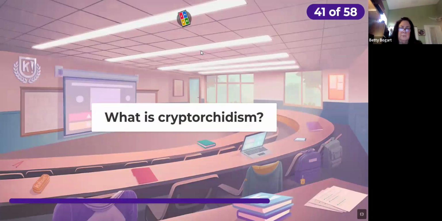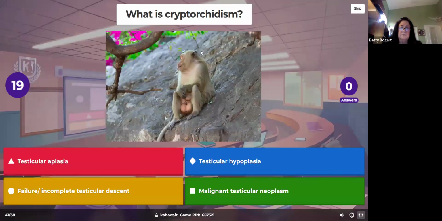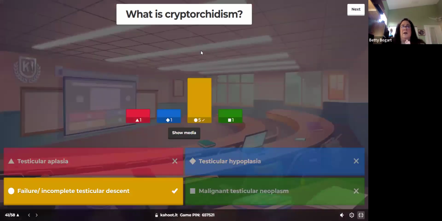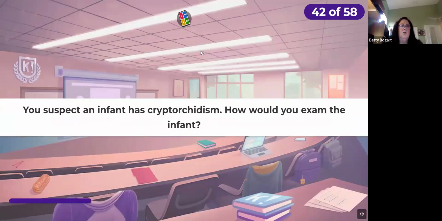What's cryptorchidism? I just love the picture. So, cryptorchidism is the failure of the testicles, one or both, doesn't matter. They don't come down into where they should be. It's one of the first things the doctor looks for. Looks for hips and looks for testicles. You suspect an infant has a cryptorchidism.